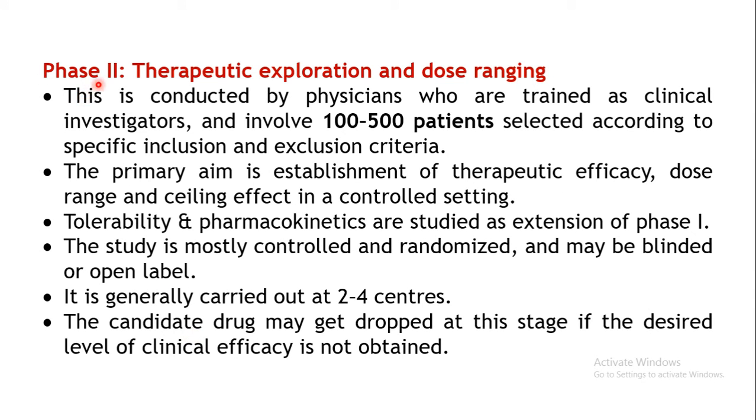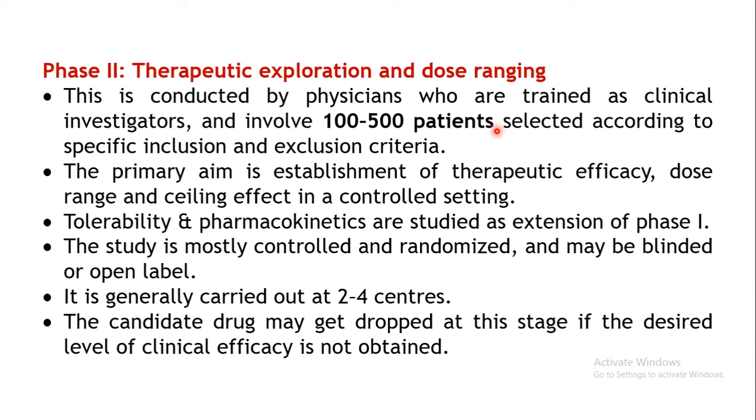And the next phase is phase 2, wherein therapeutic exploration and dose ranging is done. This is usually conducted by physicians who are trained as clinical investigators. Basically these studies are done on a larger number of individuals. Generally 100 to 500 patients are selected for the studies to be carried out.